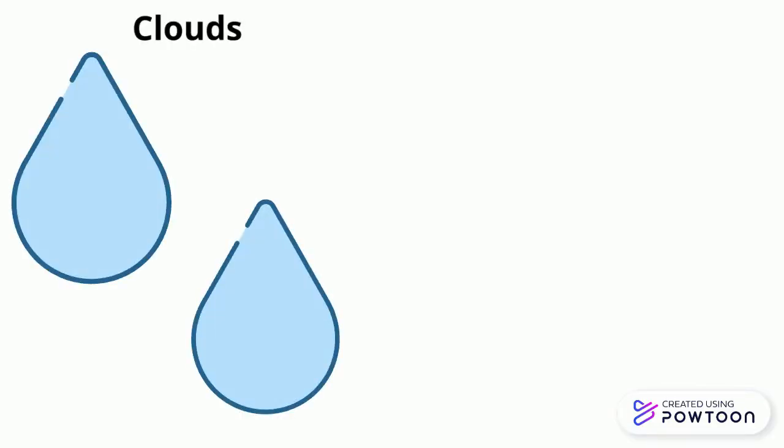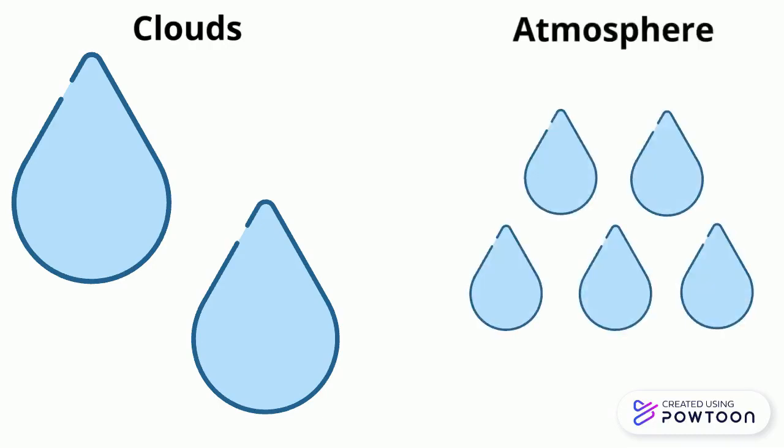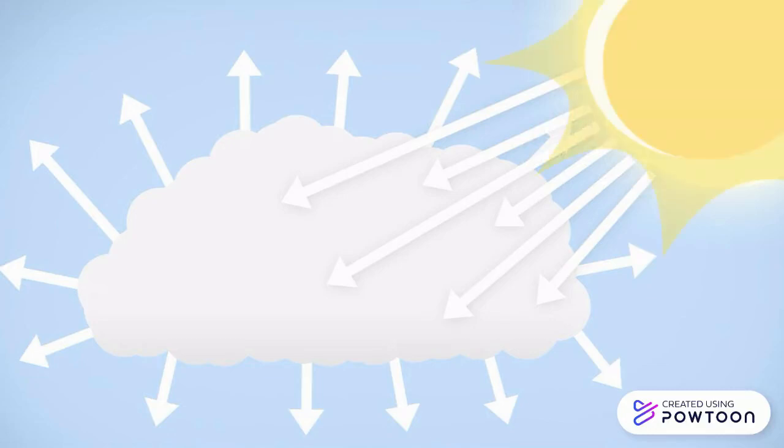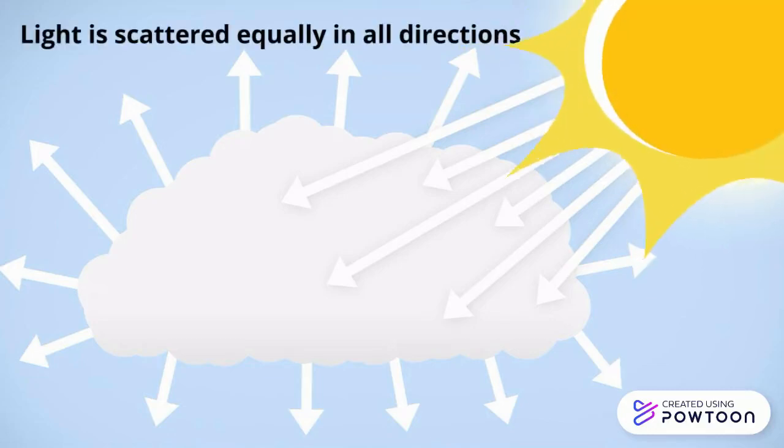Water droplets in clouds are larger than the smaller particles in the atmosphere, causing the scattering of light to be different. The water droplets in clouds scatter the wavelengths equally in all directions, and the millions of droplets in a cloud cause the scattered light to interact and mix into a white color, resulting in the white color of clouds.